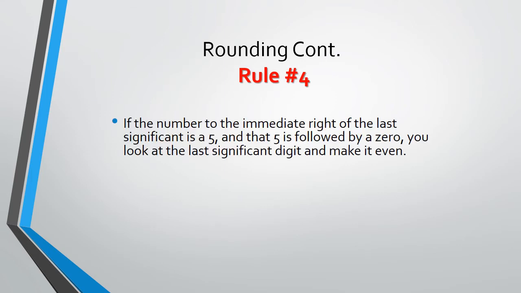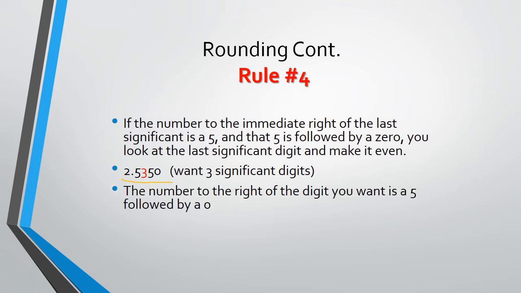Rule number 4. If the number to the immediate right of the last significant is 5 and followed by a 0, you look at the last significant digit to make it even. It's kind of tricky. So when you have, for example, 2.5350, we need 3 significant figures. So simply you look at the 5, it's followed by a 0, and you look at 3 now, you make the 3 to the next even number, which is 4.